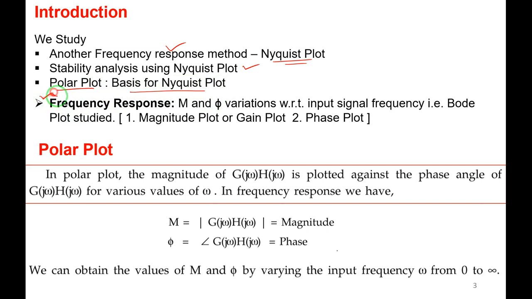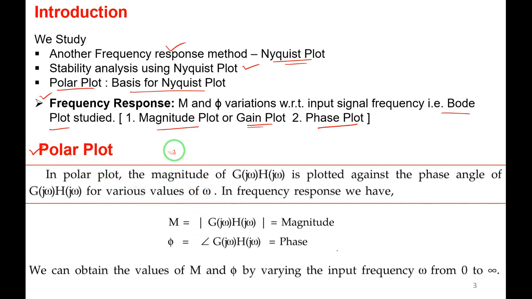Then what is frequency response? Already we have defined it as the magnitude and phase variations with respect to the input signal frequency that we did in the previous chapter, that is the Bode plot, right? The Bode plot consists of two plots, the magnitude plot and the phase plot. The magnitude plot is also called the gain plot, right? One and the same. Next we'll see what the polar plot is.